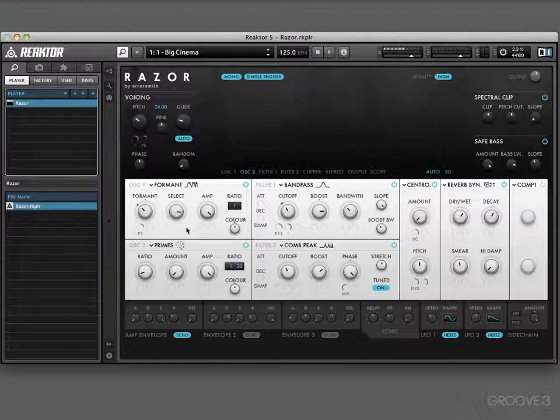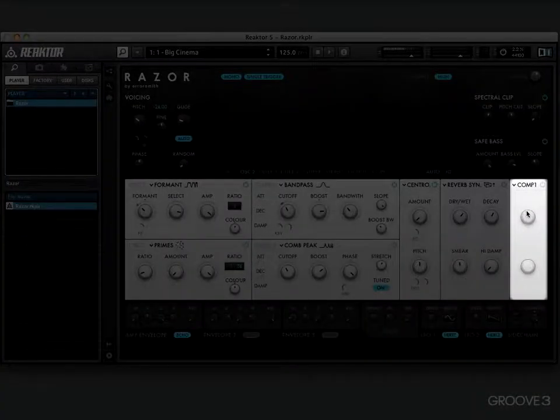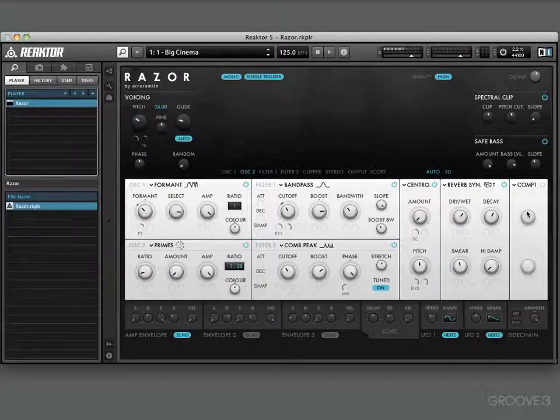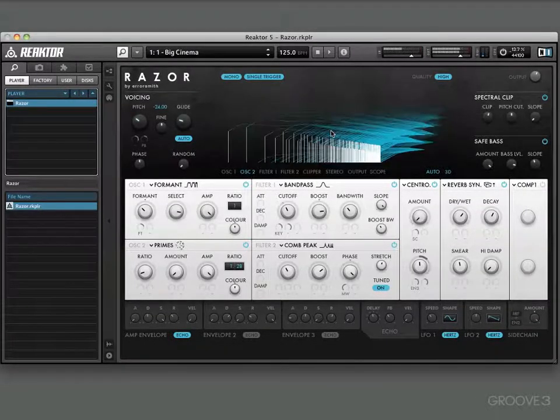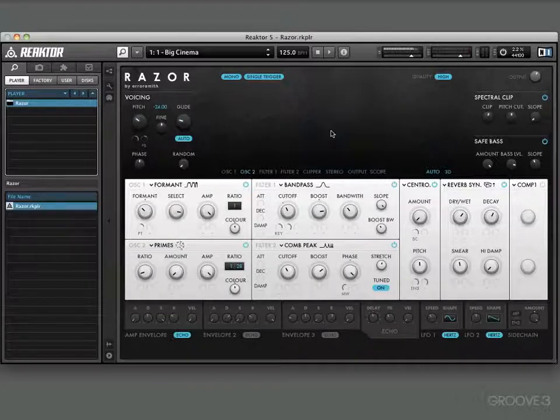All the sections of RAZOR, with the exception of the dynamic section here, simply work on these partials we mentioned earlier in order to achieve their effect. So the dynamic section is the only pure audio effect in there. There is actually only one sine bank generator in RAZOR, and that's controlled by oscillator 1.